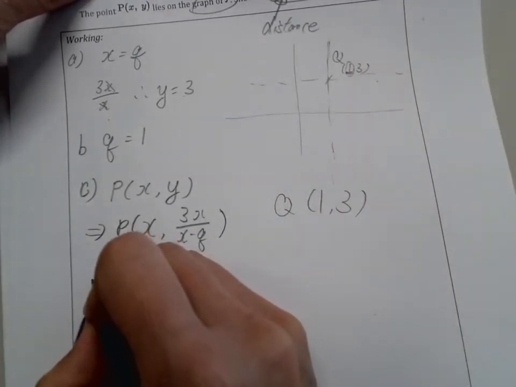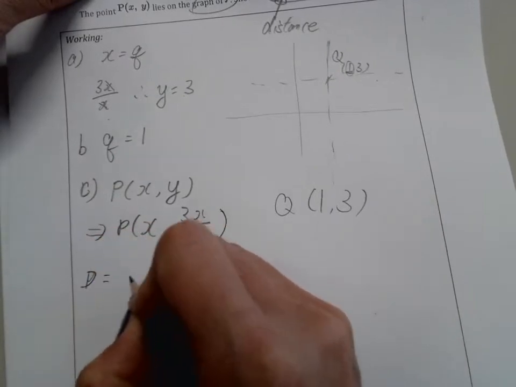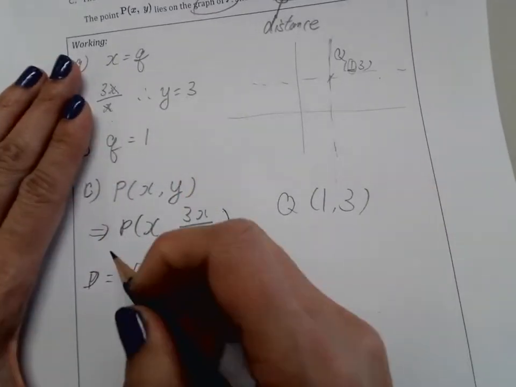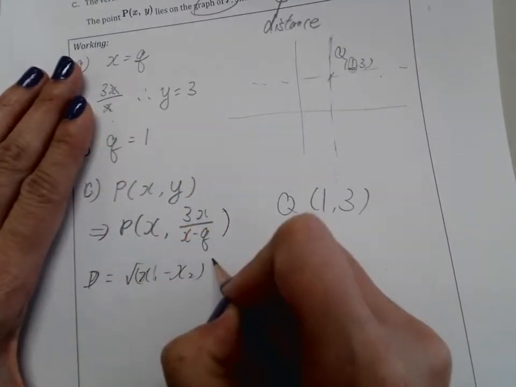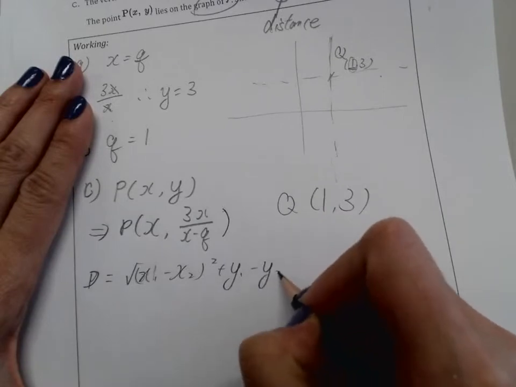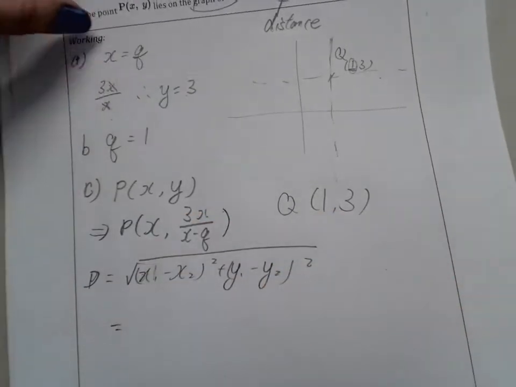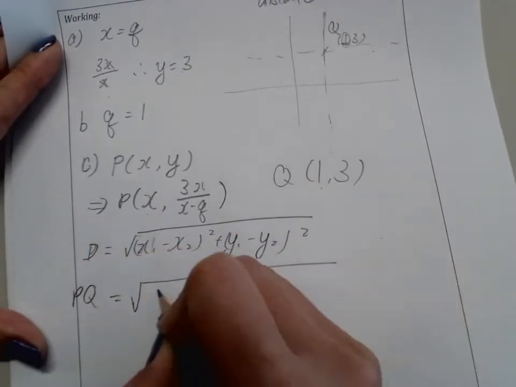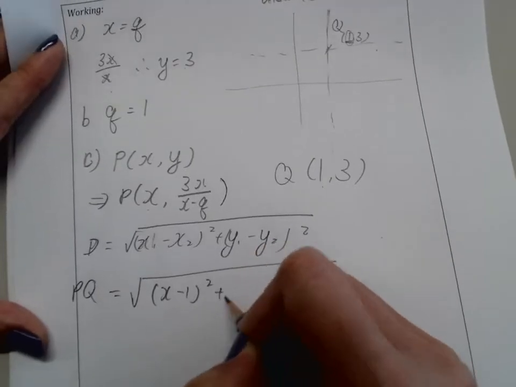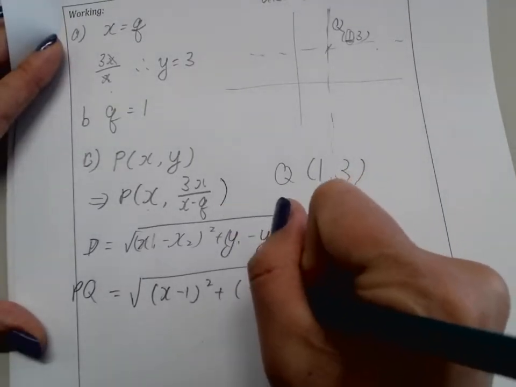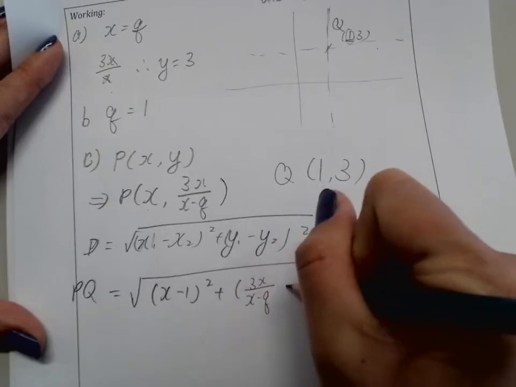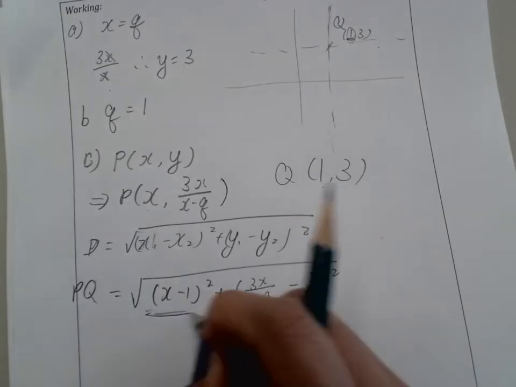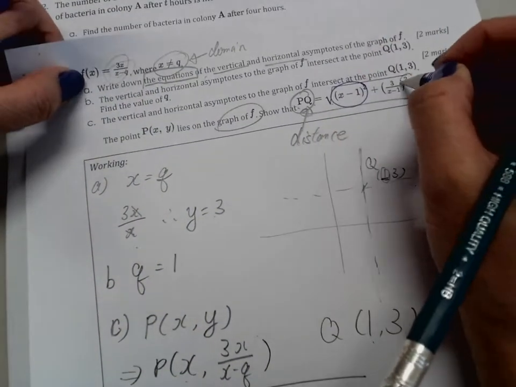So with our formula, distance will be equal to the square root of x1 minus x2 all squared plus y1 minus y2 all squared. So we have, for PQ, the square root of x minus 1 all squared plus 3x over x minus q minus 3 all squared. This bit is the same as the requirement, and do remember there's a square there.